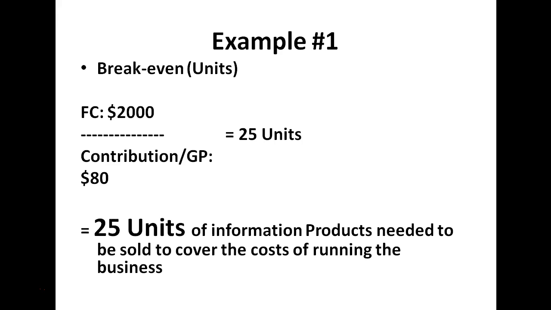The contribution is $80, and that gives us a figure of 25 units, which is the break even point in terms of the number of units that must be sold to cover all the cost of running the business. So I've put it there in bold letters. 25 units of information products need to be sold to cover the costs of running the business. So in this particular example, we must sell 25 units of information product at $100 each to cover all our costs for running the business.